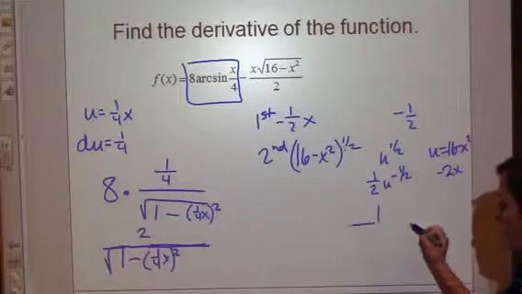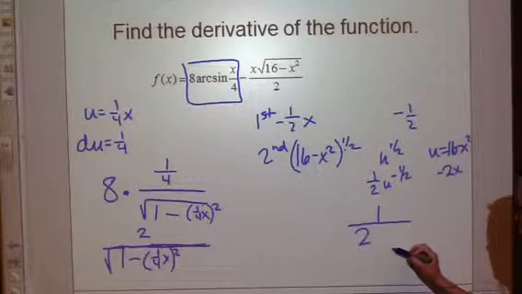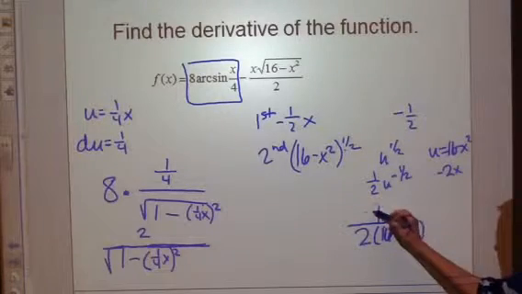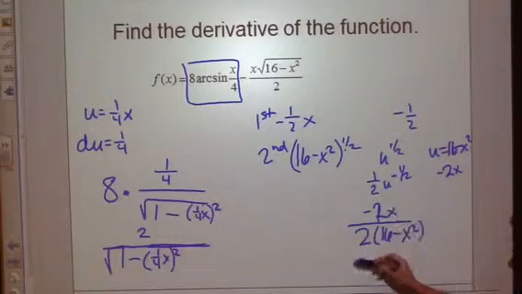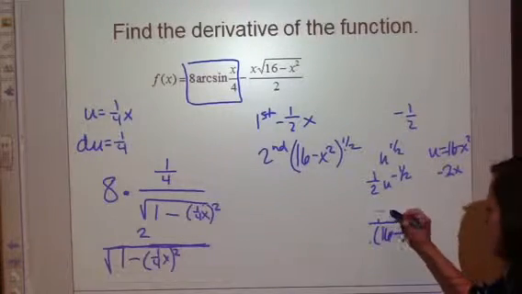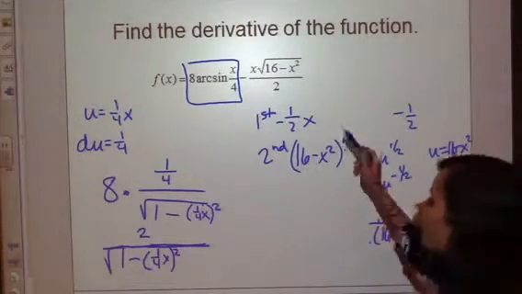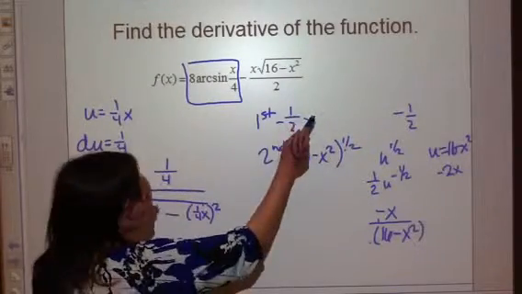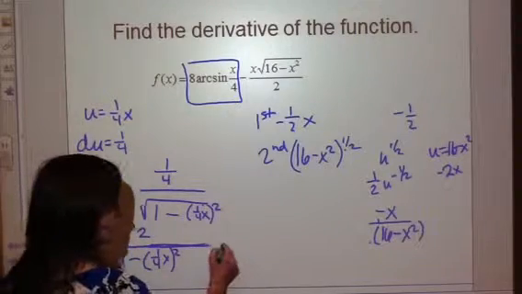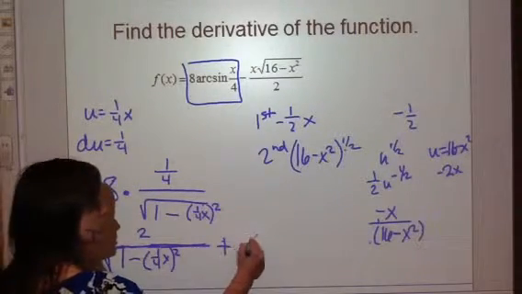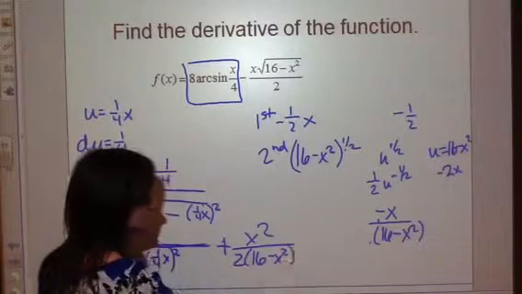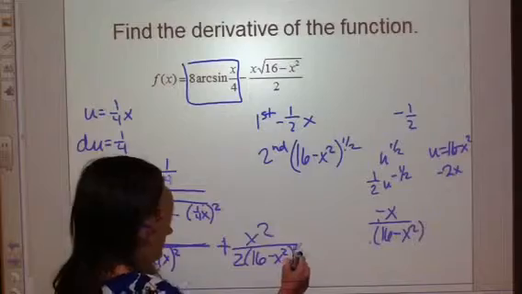So we get 1 over 2 times u, and then on top, negative 2x. We should see that those cancel. So you just get negative x. Alright, so if we crisscross, we have negative half x times negative x over that. So we multiply our tops and we get positive x squared over 2 times 16 minus x squared to the half.